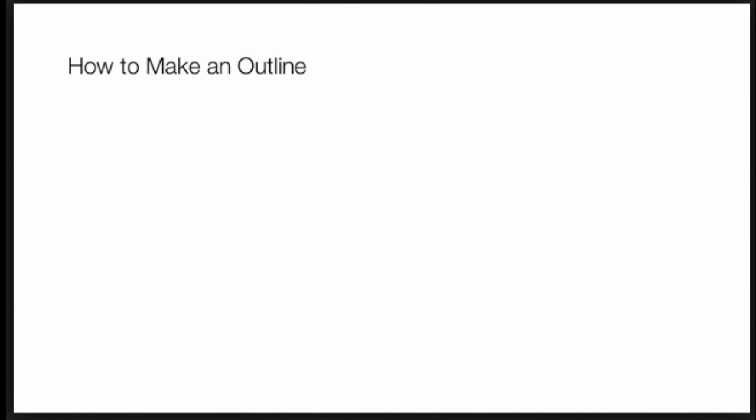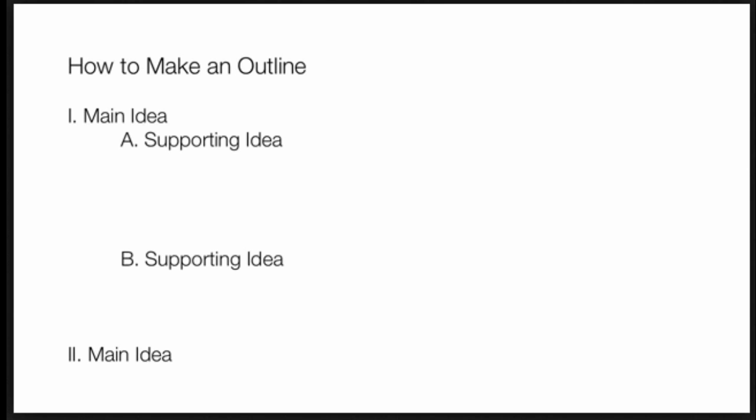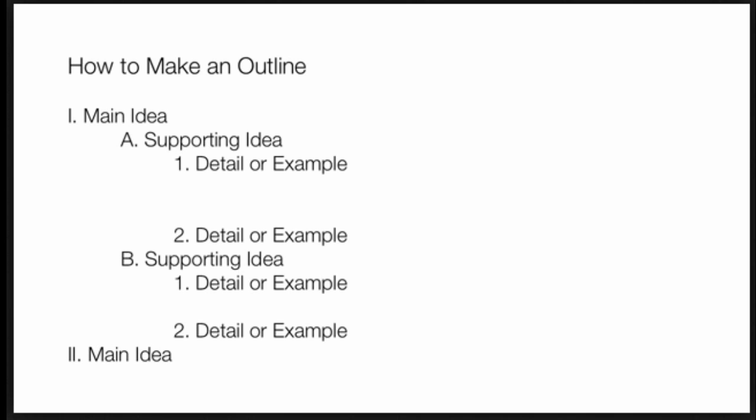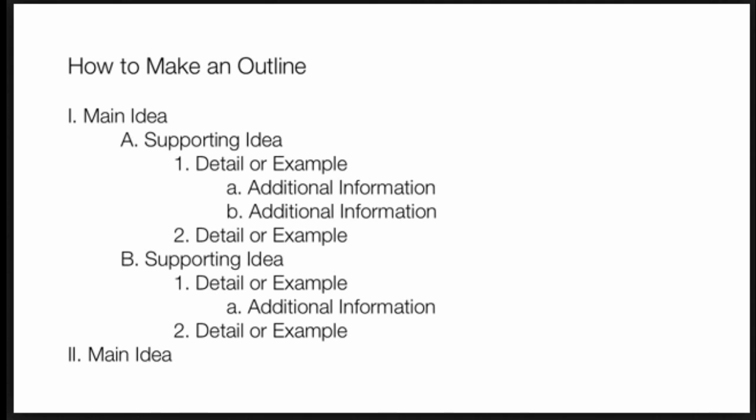An outline uses a combination of labels and indentation to show how ideas are organized. First, Roman numerals are used to label the main ideas. Under each main idea, capital letters are indented one level and used to label the supporting ideas. The details or examples that back up each of these ideas are indented an additional line, labeled with the number, and placed under the supporting idea. Lastly, any additional information about a detail or example is indented one more level, labeled with a lowercase letter, and placed under the detail it refers to.